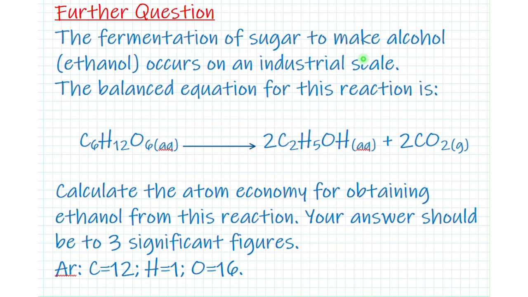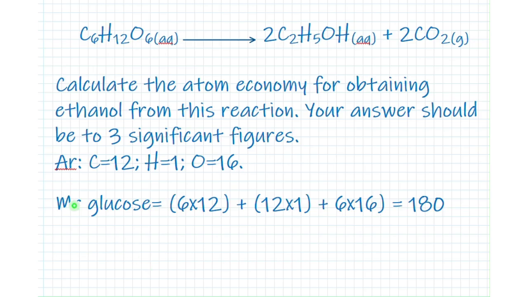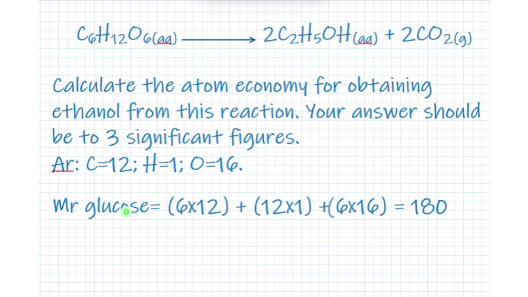Further question. The fermentation of sugar to make alcohol, ethanol, occurs on an industrial scale. The balanced equation for the reaction is C6H12O6 (aq), glucose, goes to 2C2H5OH, that's the ethanol, plus 2CO2. Calculate the atom economy for obtaining ethanol from this reaction. Your answer should be to 3 significant figures, and you've got the atomic masses for carbon, hydrogen and oxygen. Pause the video. So, we've got to work out, first of all, the MR for the sugar, the glucose.